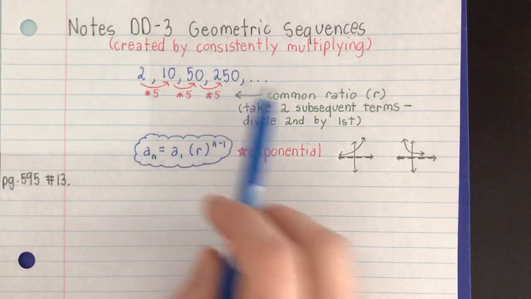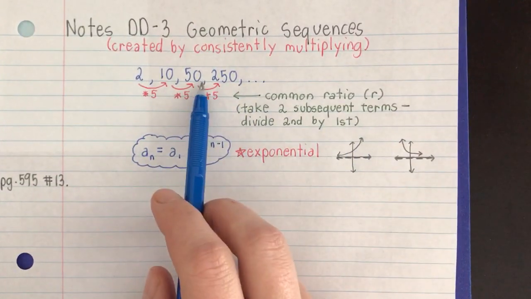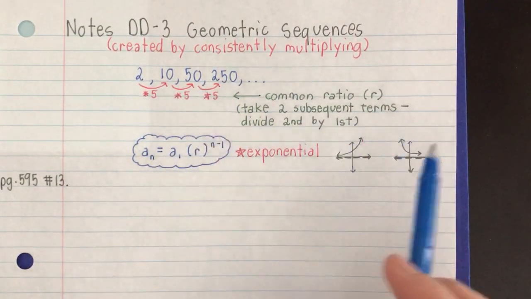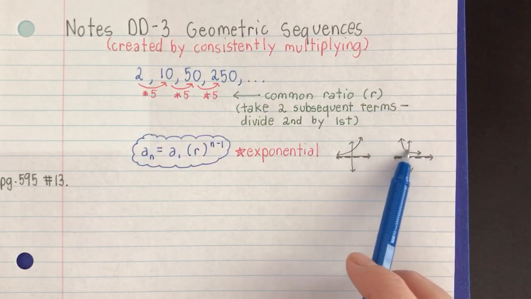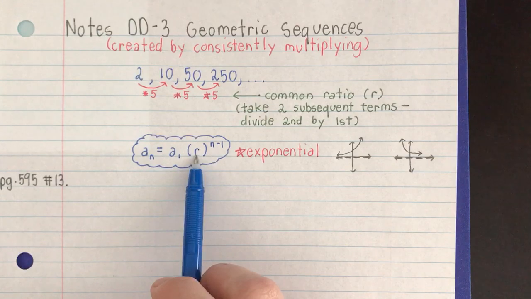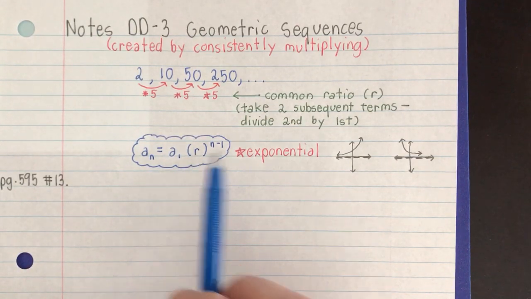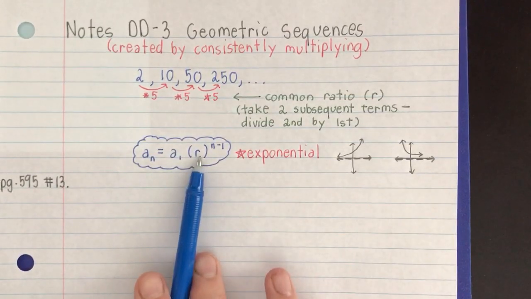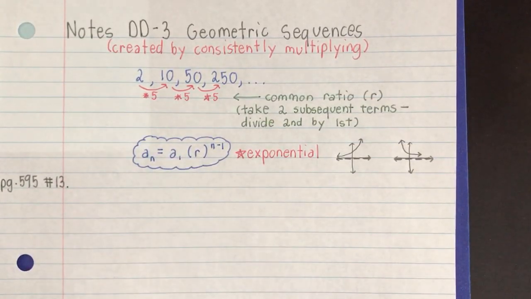Are the values going to be growing exponentially? Is the r greater than 1? Or are the values going to be decaying exponentially? Is that r somewhere between 0 and 1, but not including 0 and 1? So that is dependent upon the r value, of course.